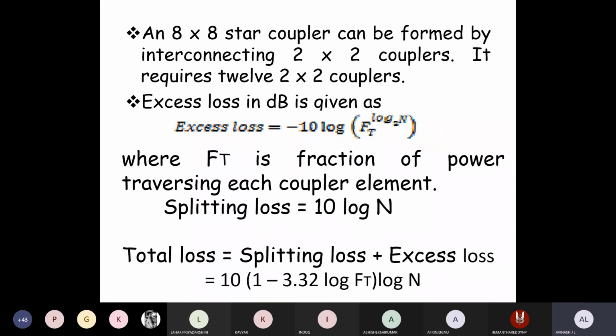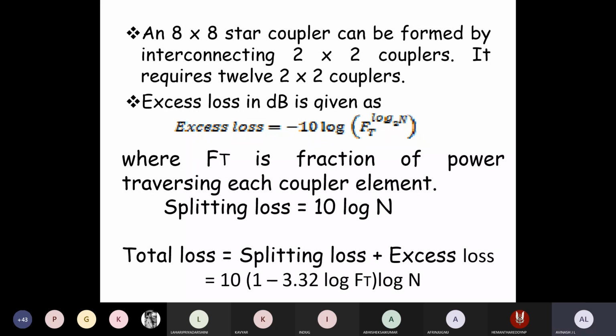After that, we can understand the splitting loss. What is this splitting loss? The splitting loss is given by 10 log n, where n is the number of couplers. Among the couplers, how much power is being divided, how much power is being split? That is why it is called splitting loss. 10 log n.